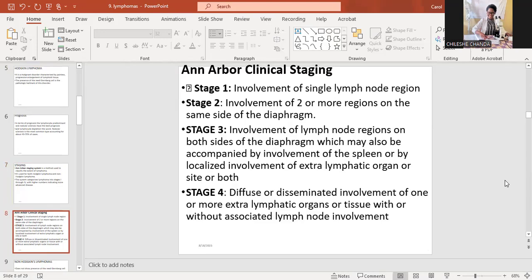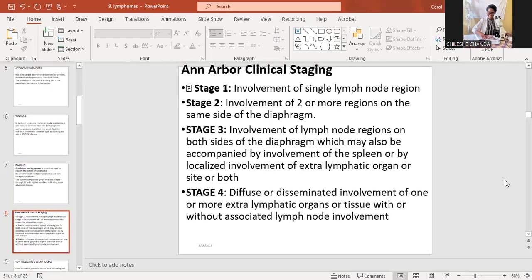When we talk about stage 1 lymphoma, we are saying that there is involvement of a single lymph node region. This single region could be the lymph nodes of the axillary region or of the cervical region. Stage 2 is involvement of two or more regions on the same side of the diaphragm. So these regions should be on the same side of the diaphragm, for example, the cervical region and the axillary region.